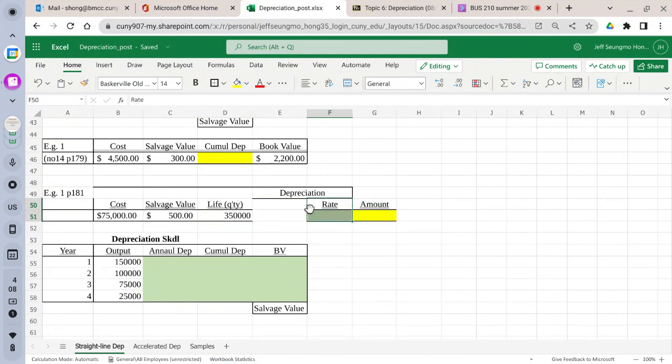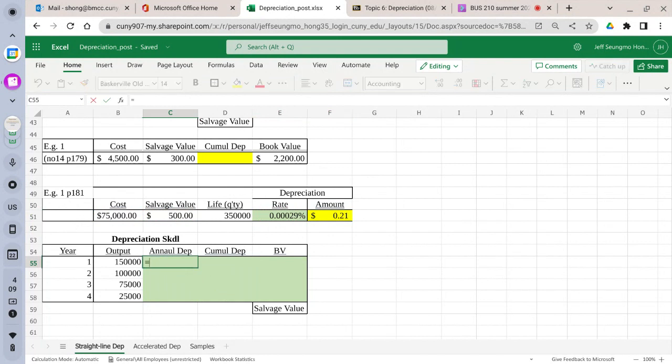It's more natural to have rate before amount. So in this case, the depreciation rate is a per-unit rate. Percentage is depreciated for each unit it produces, right? Then of course it's always 1 over service life, you hit enter. That's basically the depreciation rate. Then in dollars, it's going to be cost minus salvage value, which is the depreciation base, times depreciation rate. And there you go, that's 21 cents.